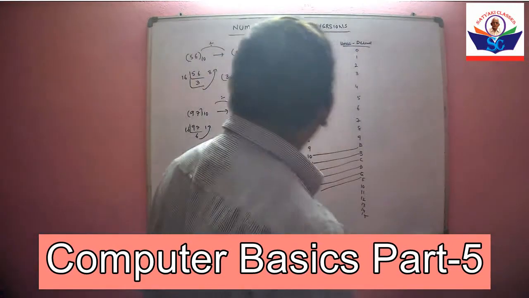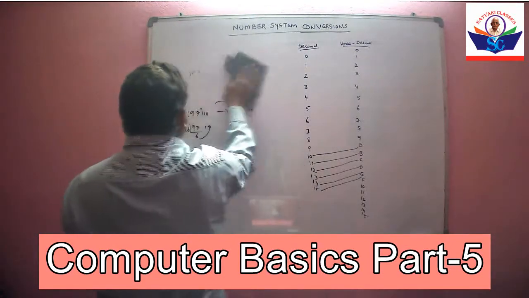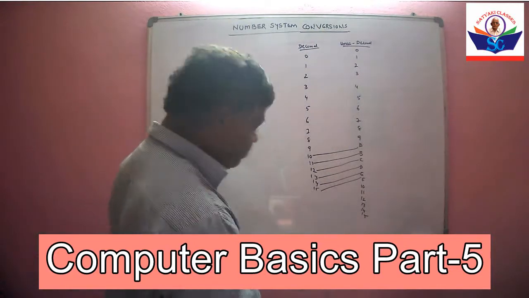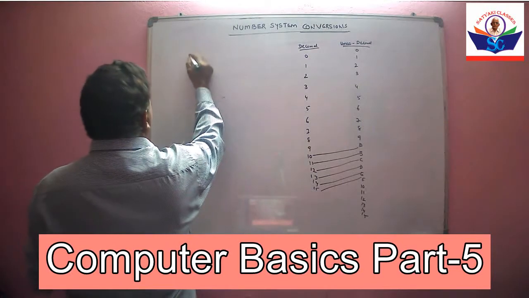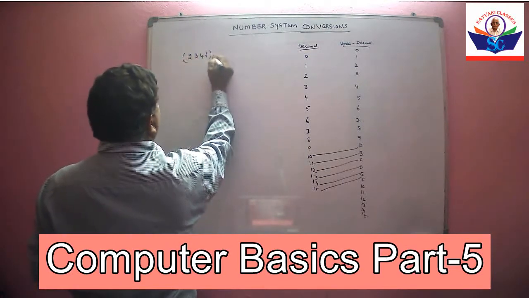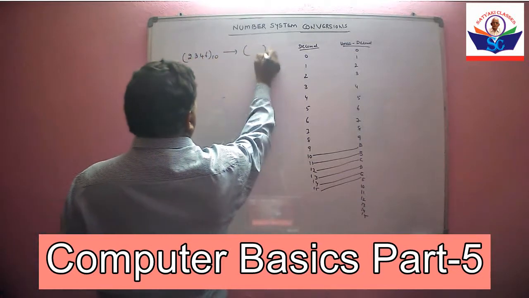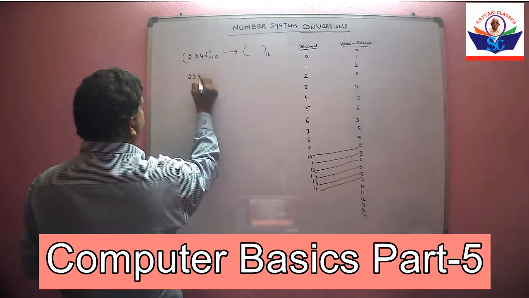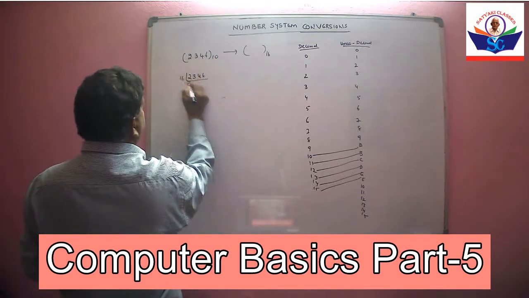Now we will take a 4-digit number in decimal number. 2346 in decimal number is equivalent to which number in hexadecimal number? 2346 divided by 16.